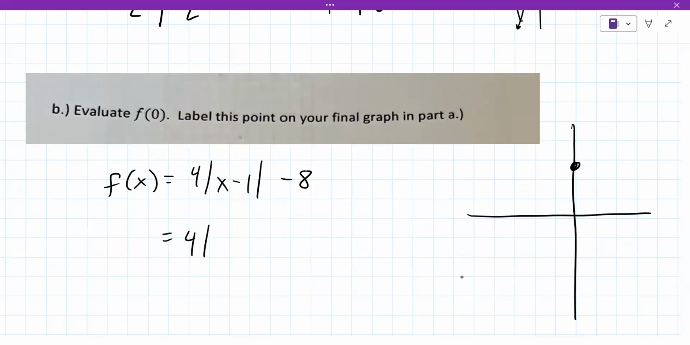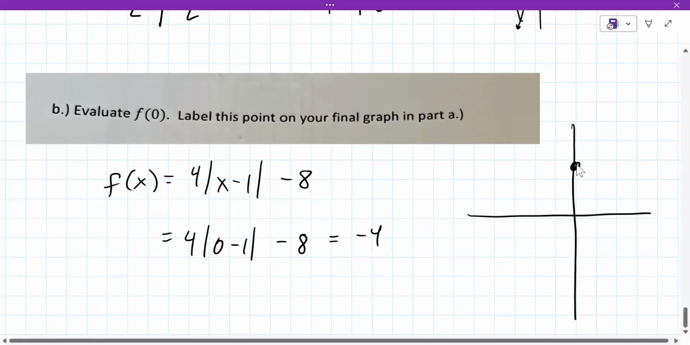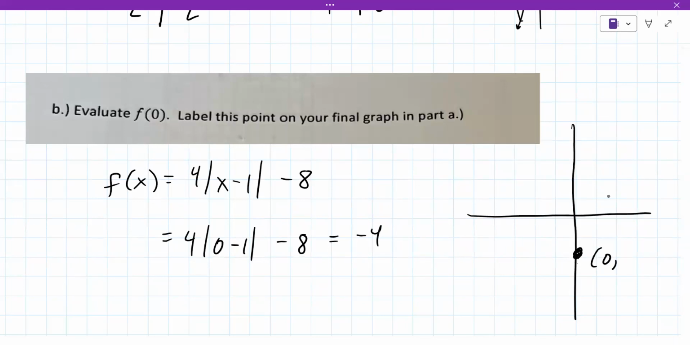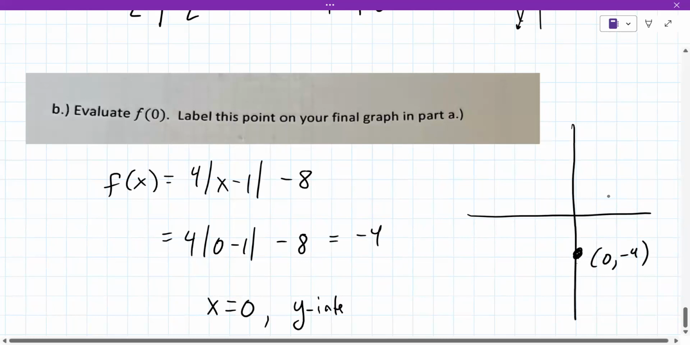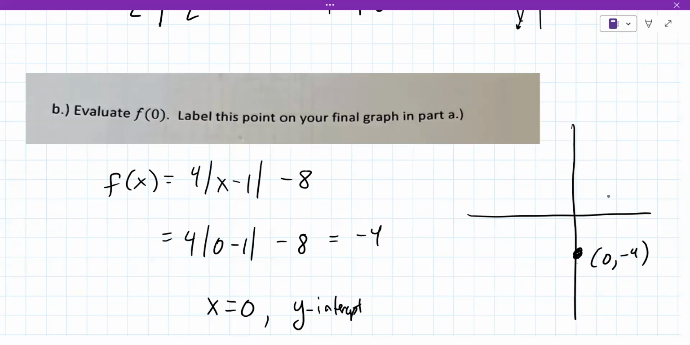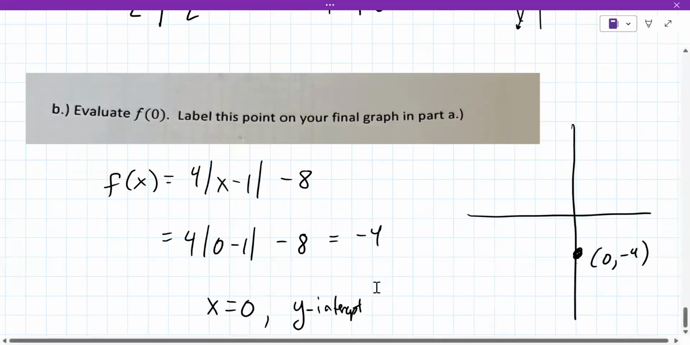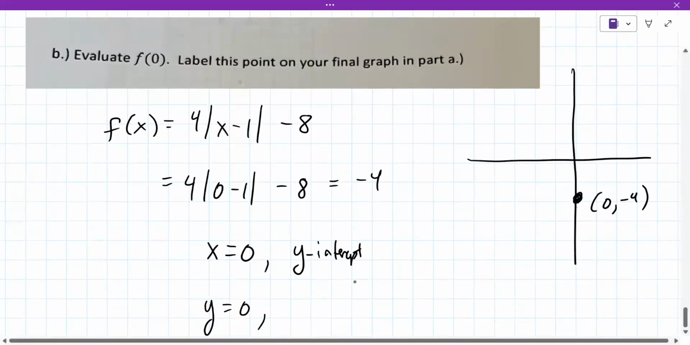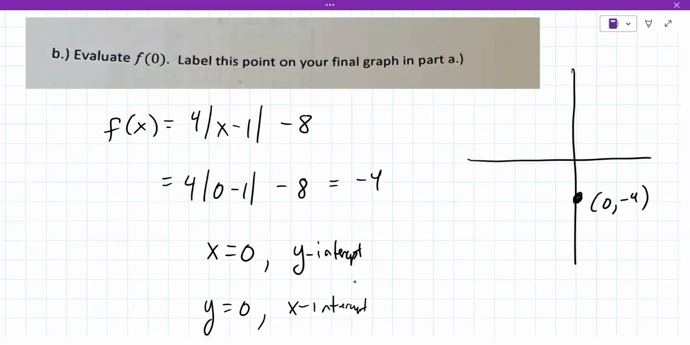So try this again. 4 absolute value 0 minus 1 minus 8. You correctly found that that's -4. So the graph of that goes down here-ish, 0, -4. But more importantly, what does it mean when x is 0? When x is 0, this is the y-intercept. The y-intercept, yes. When x is 0, so it's the -4. And then we also talked about the other day, when y is 0, that's the x-intercept. Got it.